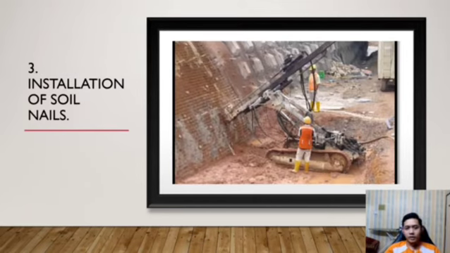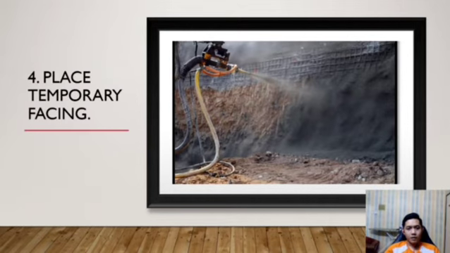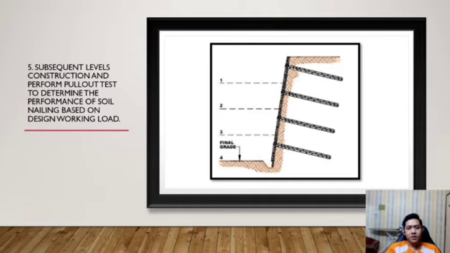We go to the main step, which is the third step, the installation of soil nails, where they're using machines to install the nails into the slope. And then we go to placing the temporary facing, where they're using shotcrete to close the surface temporarily. The next step is subsequent levels construction and performing a pull-out test. This process is to determine the performance of soil nailing based on design working load.